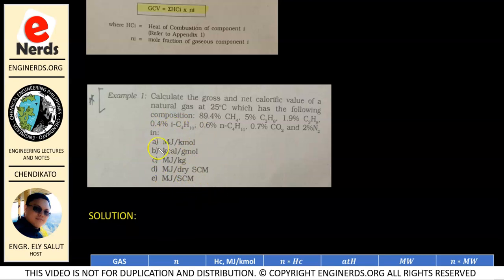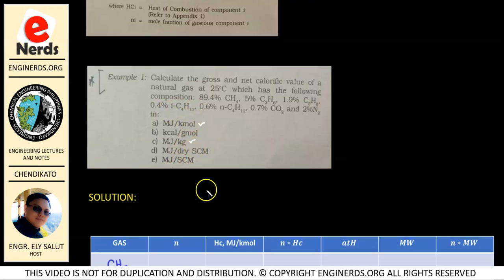Pero hindi na natin sasagutan lahat yan. We will just solve for this one here. Okay? And one here para makita natin yung conversion niya. Ito lang kasi, conversion na lang naman ang gagawin natin sa mga susunod na requirement natin. So, papakita lang natin paano natin nakukuha ang ating GCV and NCV. So, we will solve this problem now.